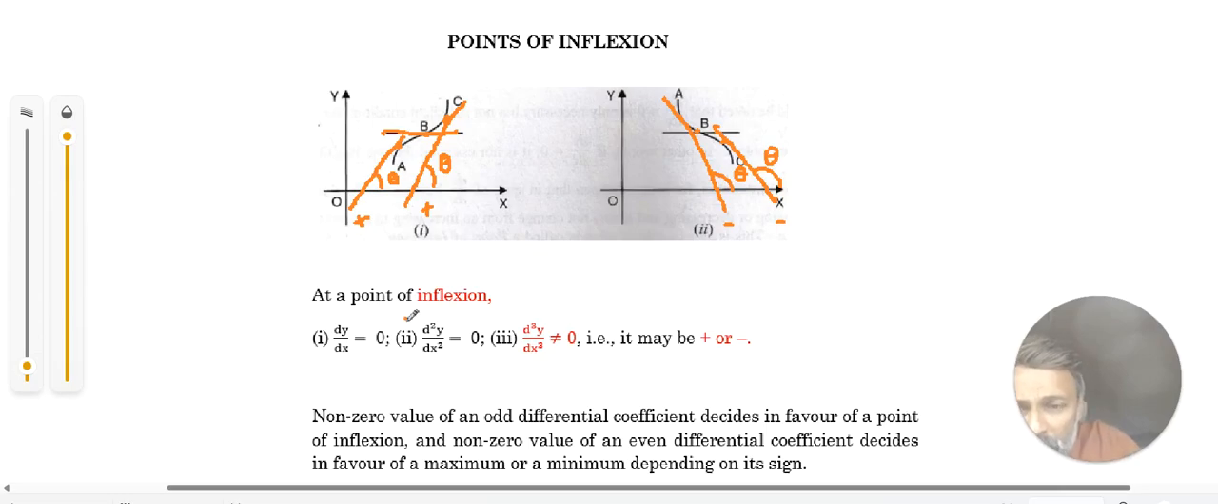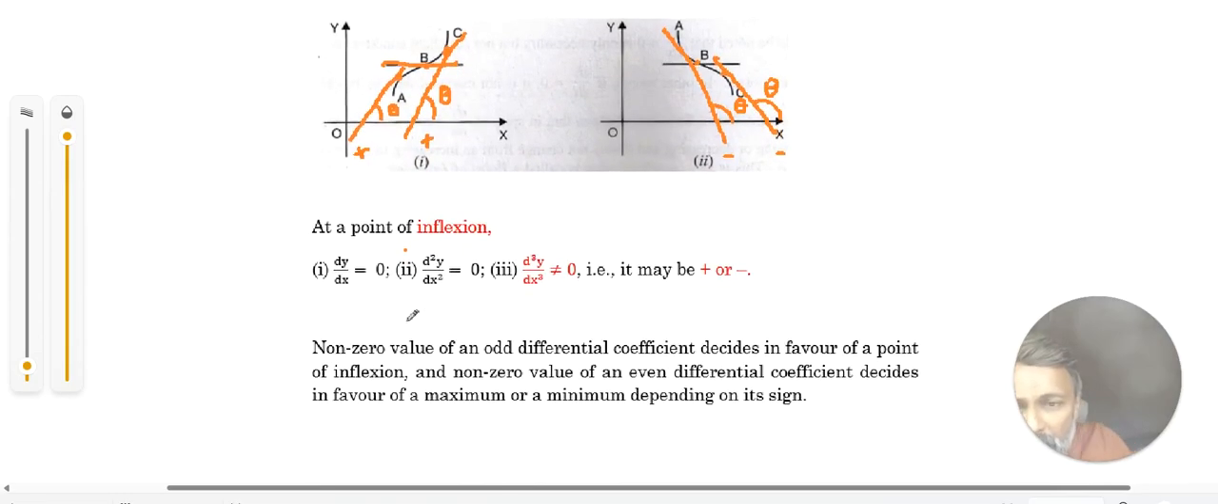So for inflection, in mathematical terms, as every time you may not be able to solve graphically, dy upon dx is equal to 0, that is the first condition, but d square y by dx square is also equal to 0, which means it is neither maxima nor minima, and the third order derivative should be not equal to 0. It could be positive or negative, but it should be non-zero.